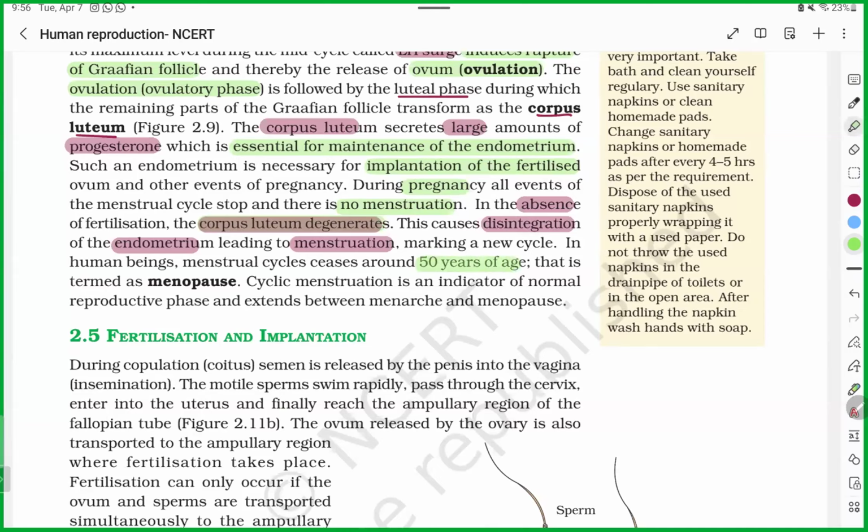Period will stop around 50 years of age. Menopause. Pause means stop. And if there is proper regular menstruation, it means normal reproduction. Everything is normal. So a female will have periods from the menarche to menopause, because after menopause the process will stop.